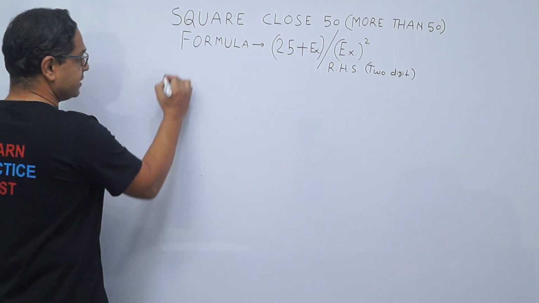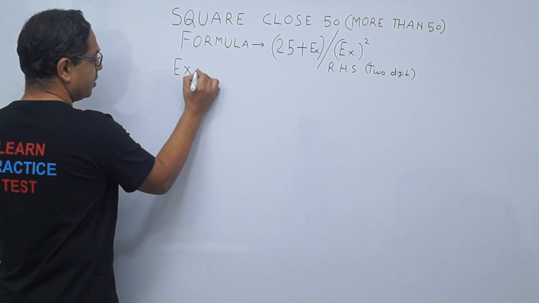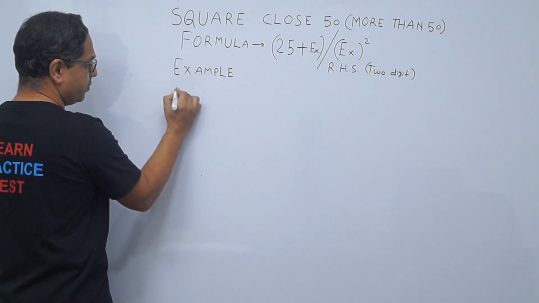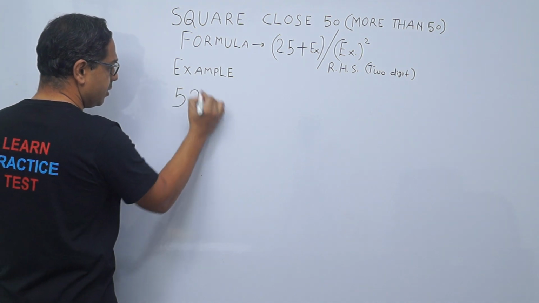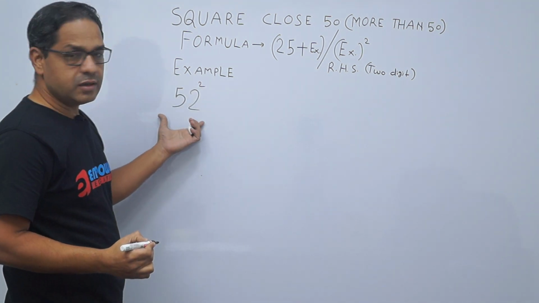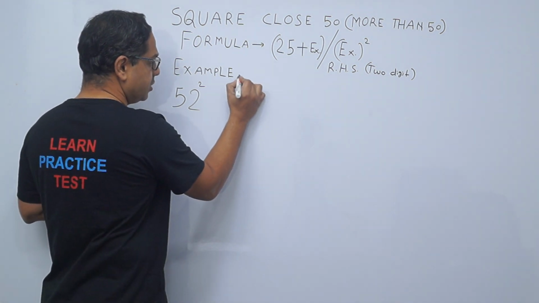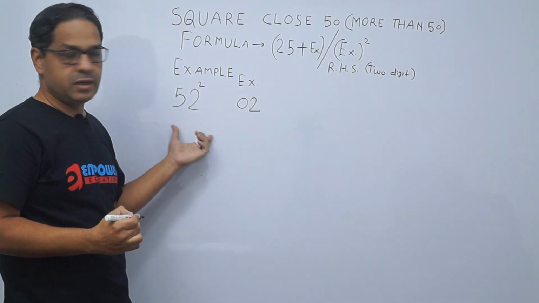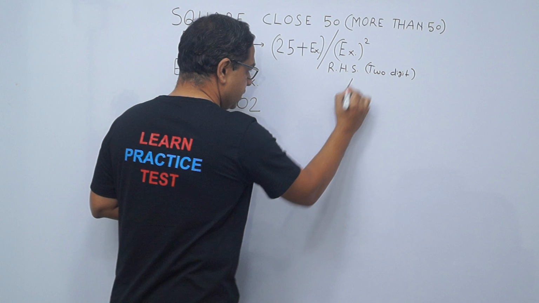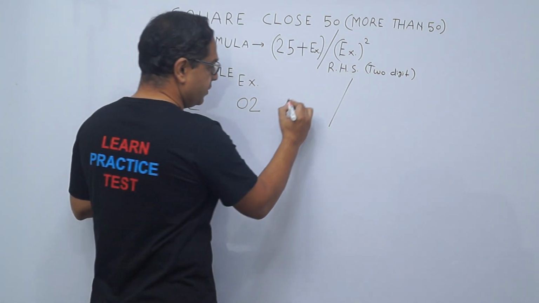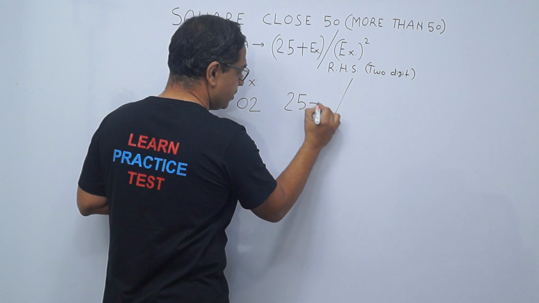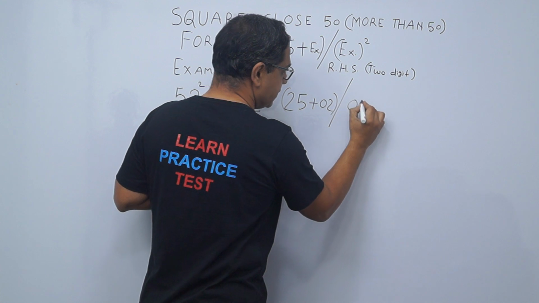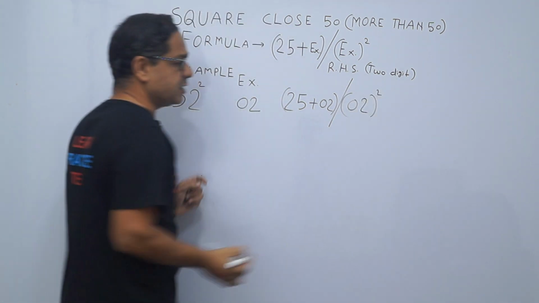We start with the first example. Write the square of 52. So here, 52 is how much more than 50? We'll write the excess here. It is 2 more than 50. So we apply the formula here. On the left hand side we write 25 plus excess. On the right hand side we write excess square. So this is the general formula.